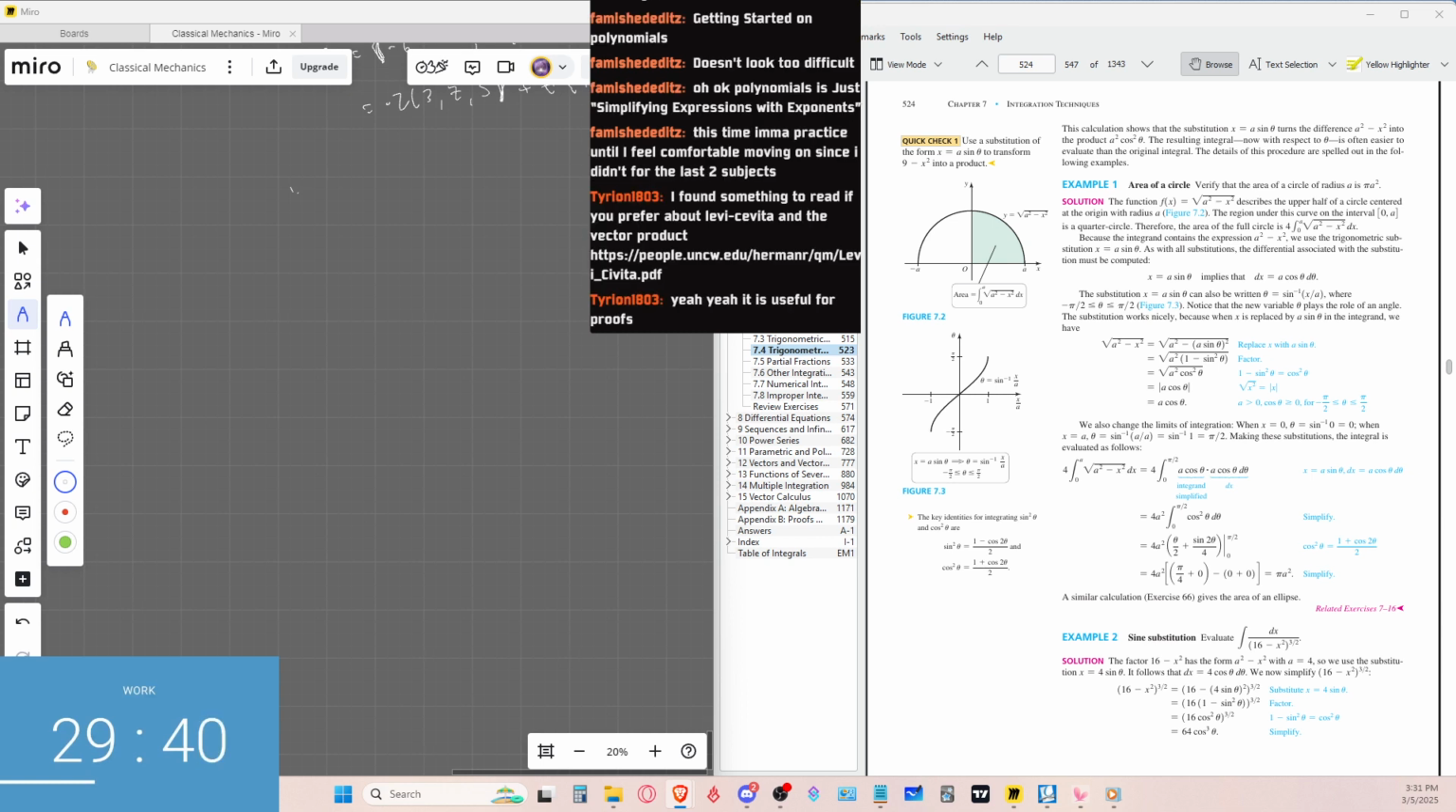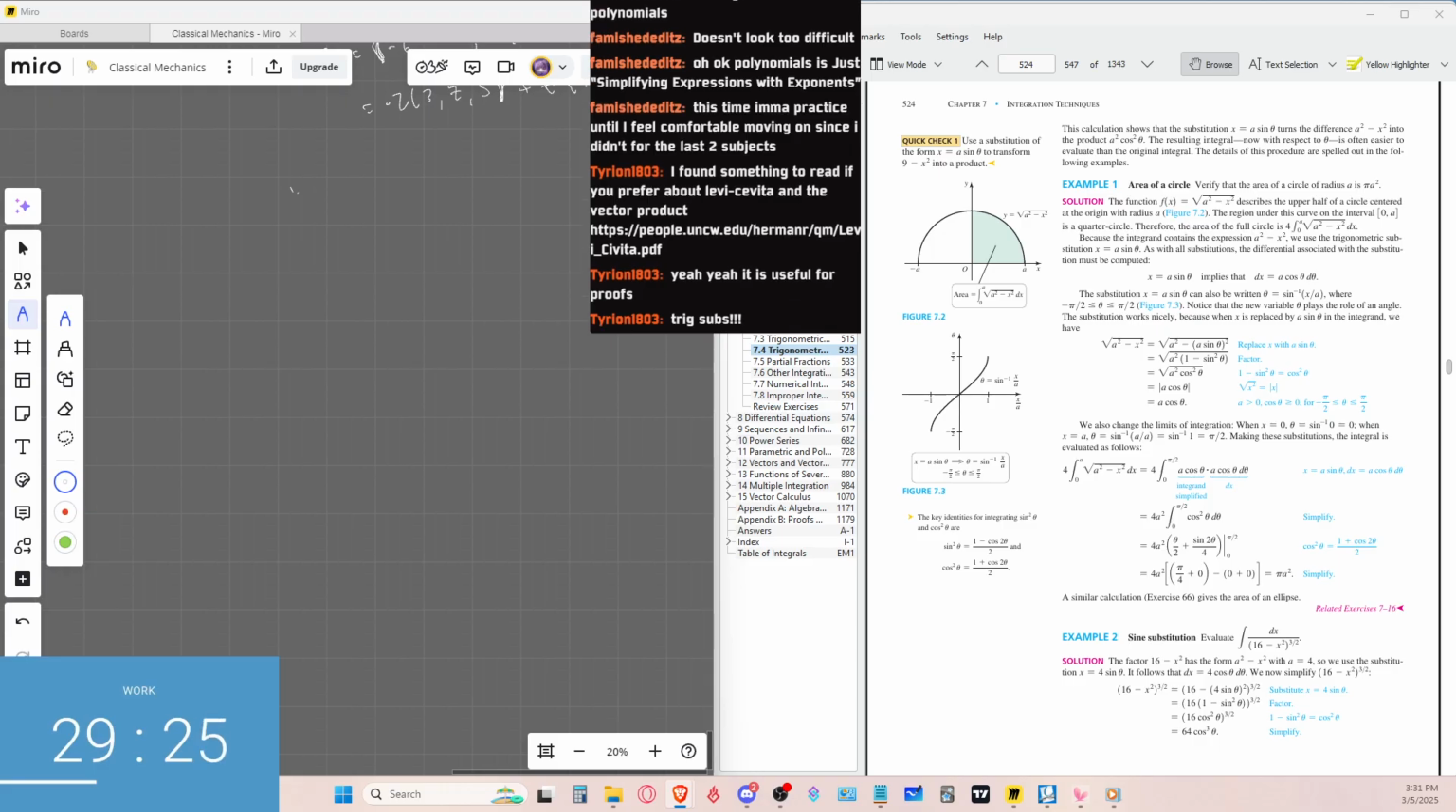Oh yeah, getting back to trig substitution. Actually, this is the one I haven't gone back to in a long time. I have to actually remember how to do this. So let's see. Verify the area of a circle with a radius a is pi a squared.